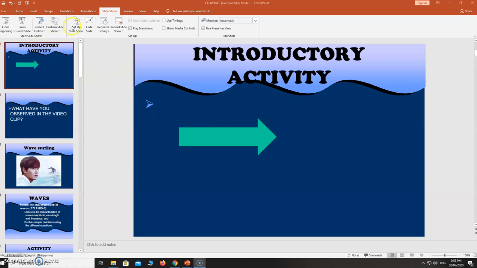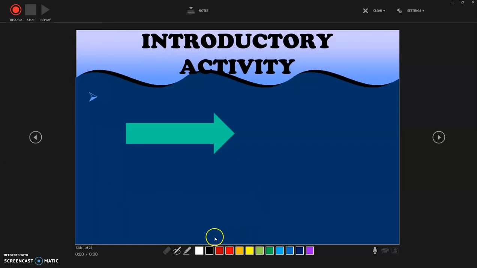Alright, so let's go. All you have to do is go here in the slideshow, then just click Record Slideshow. Alright, Record Slideshow. Start recording by pressing this button here.